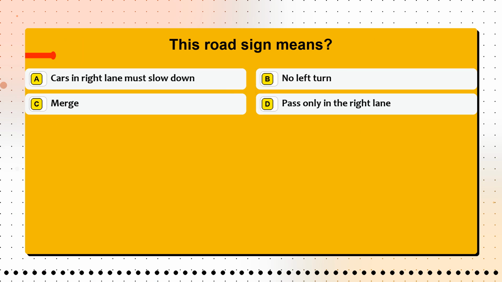Question 78. This road sign means? Here are the options. Option A, cars in right lane must slow down. Option B, no left turn. Option C, merge. Option D, pass only in the right lane.